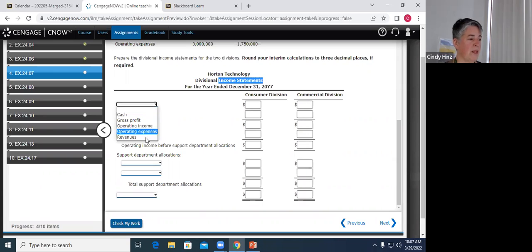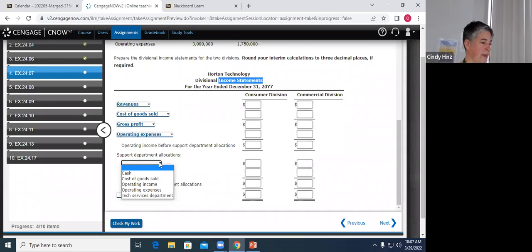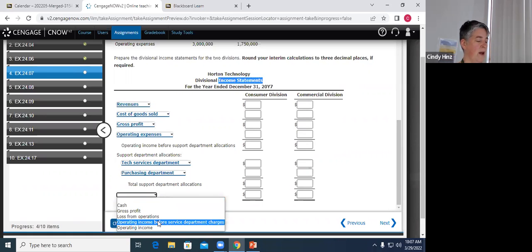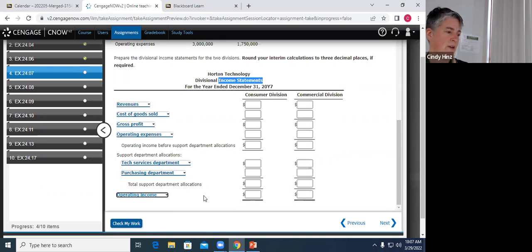So I could probably, without even reading the rest of the problem, think about what's going to be included here. We start with our controllable revenues, and we subtract from that our cost of goods sold to get gross profit, and then we subtract our operating expenses that are controllable. And then we're going to have support department allocations. And again, looking at the drop-down list, I can guess what those are going to be from tech services and from the purchasing department. So we're going to allocate cost to each one of these divisions, and then we will have our operating income or operating loss if it turns out to be the case, that they lost money within the division.